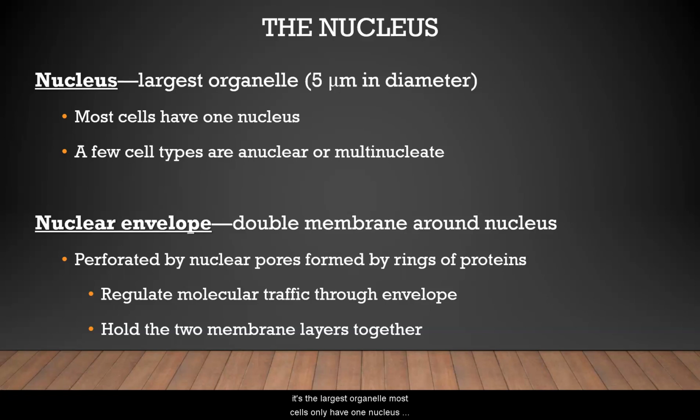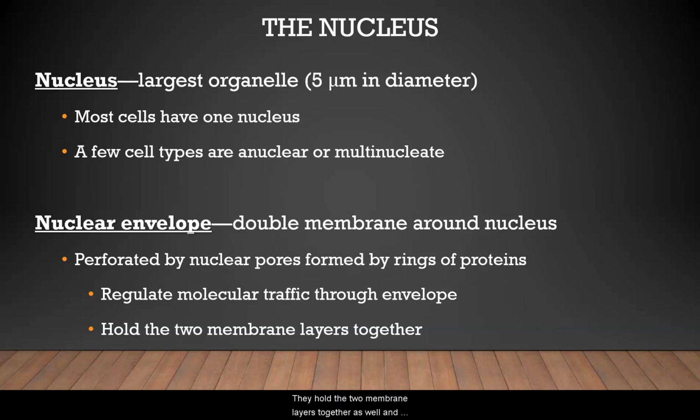It's the largest organelle. Most cells only have one nucleus. If there is more than one, they're called nuclei, but most cells only have one. There are a few cell types that are also anuclear, which means not having one, or multinucleate, which means having many. The nuclear envelope is a double membrane that surrounds the nucleus. It's perforated by nuclear pores, which are formed by rings of proteins to allow things to come in and out, and it regulates molecular traffic through the envelope.